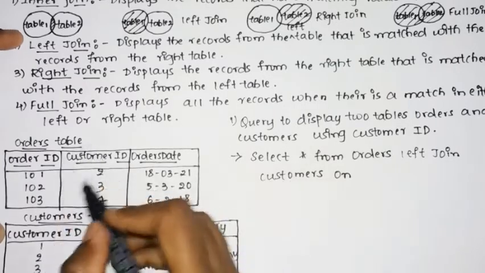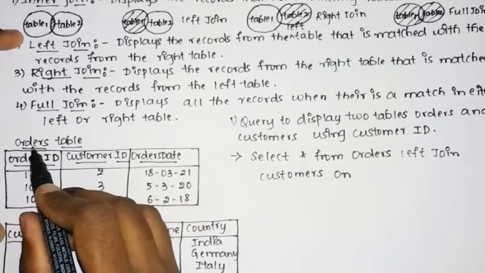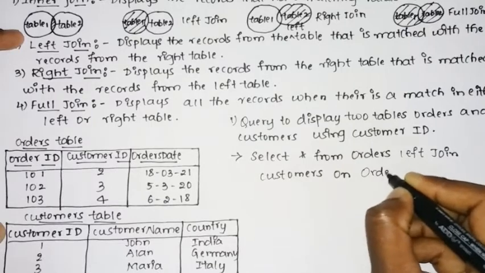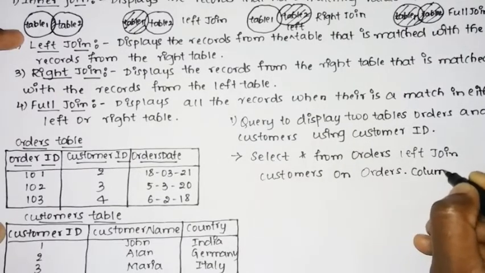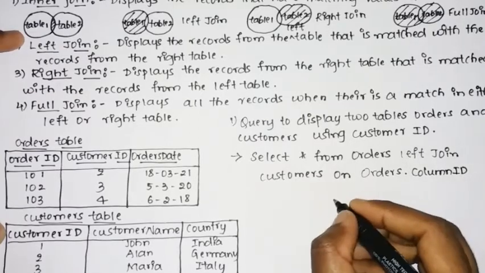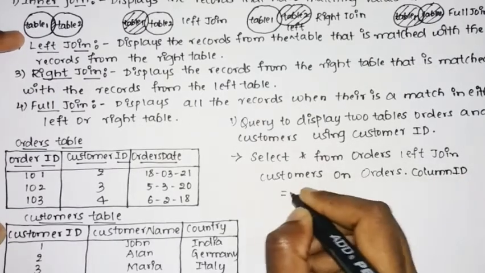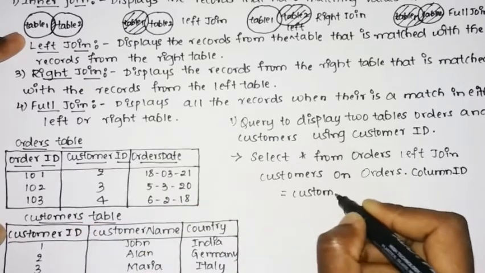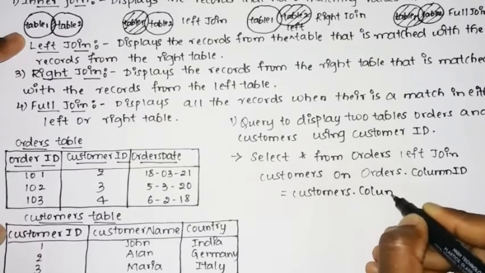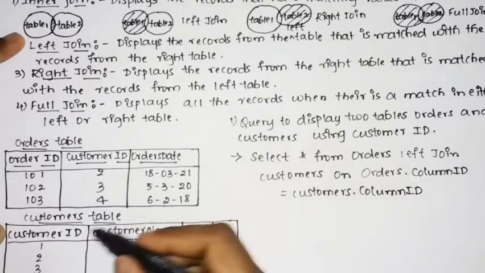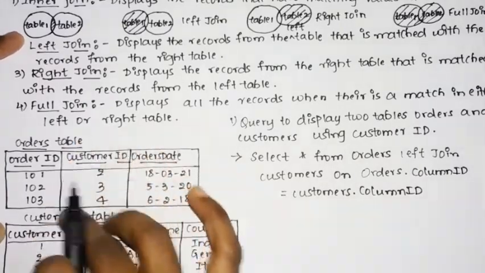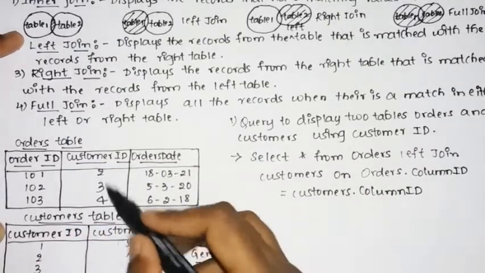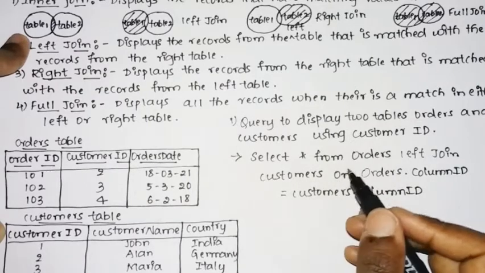You need to left join the customers on orders dot, that is the name of the table, followed by dot, followed by the name of the column. So on orders dot customer ID it should be equal to customers dot customer ID. So here you can see these 2 tables are joined, and it will display the common column, that is the customer ID, with the rows. So only the common rows are displayed once it performs the join.